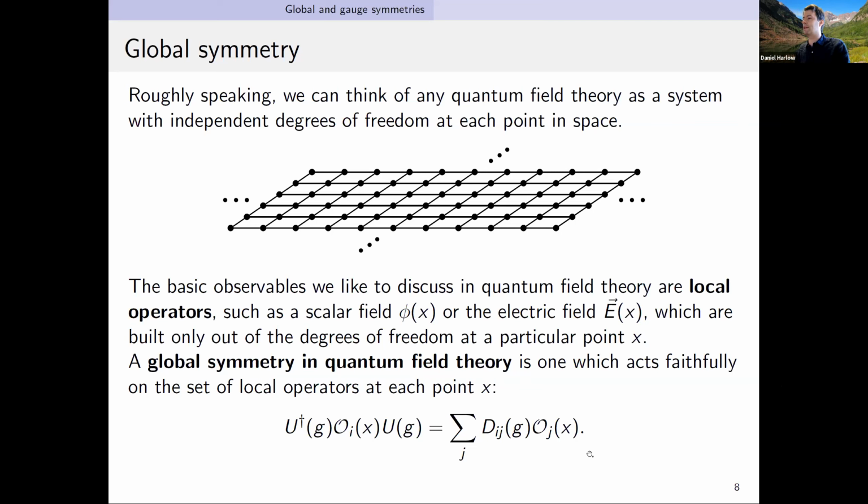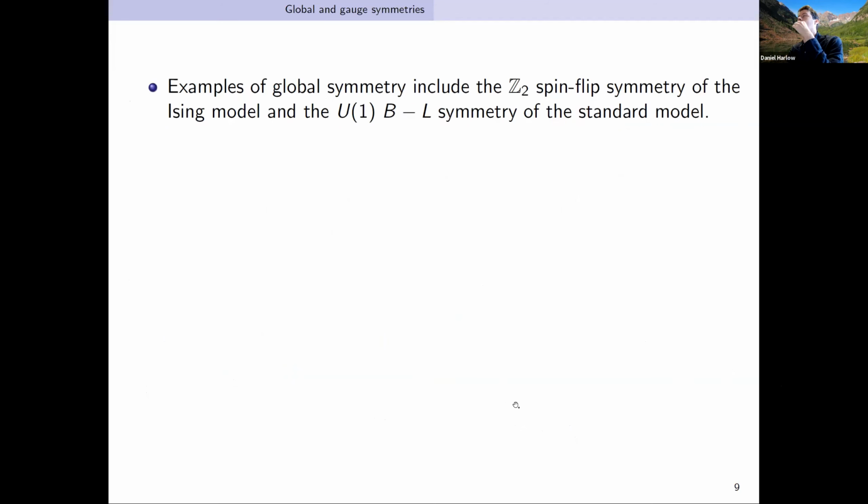Faithfully just means that this D matrix here is non-trivial for every element of the group. Otherwise, you just haven't identified the symmetry group correctly. So here are some examples. As I mentioned before, in the Ising model you can have a Z2 symmetry that flips the spin everywhere. This is a global symmetry of the Ising model, and in quantum field theory that becomes the phi goes to minus phi symmetry of phi to the fourth theory.